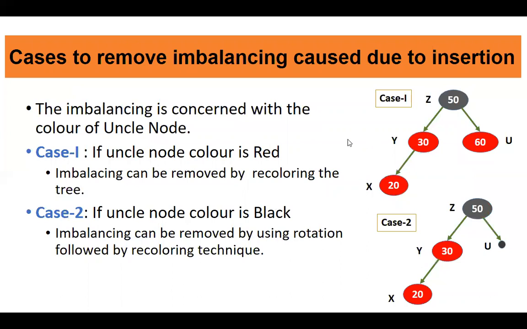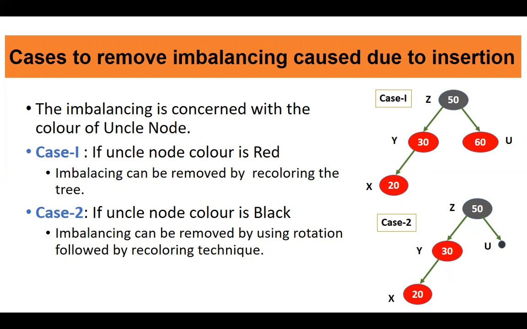Now, imbalance is usually concerned with the color of the uncle. We say this is a child node. The newly inserted node is always X. Y is the parent and Z is the grandparent. U is the uncle. So remember, the newly inserted child node is X, the parent is Y, the grandparent is Z, and the grandparent's right child is the uncle here. Imbalance depends on the color of the uncle, which determines which technique you need to apply, whether rotation and recoloring or only recoloring.